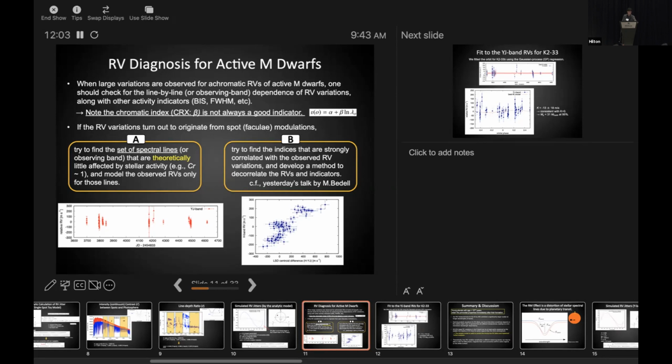The second option, B here, is more classical, which tries to find some activity indicators and develop a method to decorrelate the LVs and the activity indicators. But as Sarah just mentioned in the previous talk, there are some warnings about applying statistical methods like GP, Gaussian process, to analyze the activity. And also, I'd like to mention the more sophisticated technique introduced in yesterday's talks.